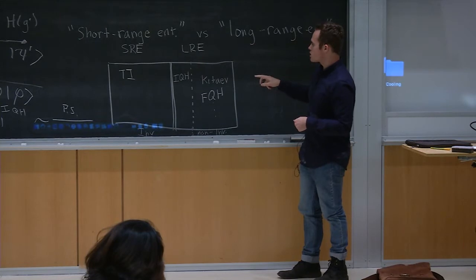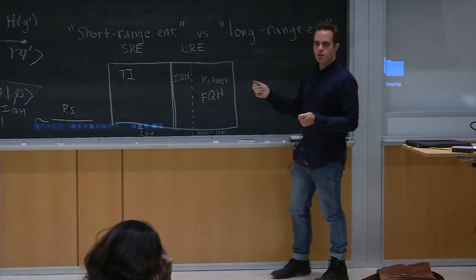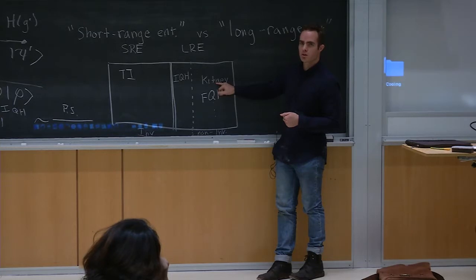So I want to discuss, well, I guess we're pretty much done, but how numerically you would be able to detect this strong type of intrinsic topological order.